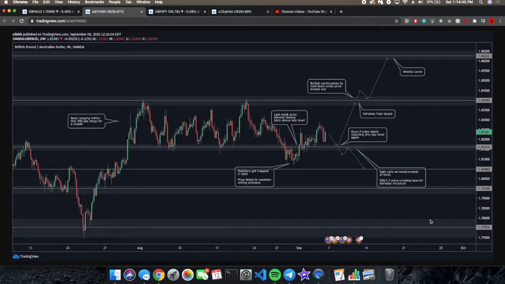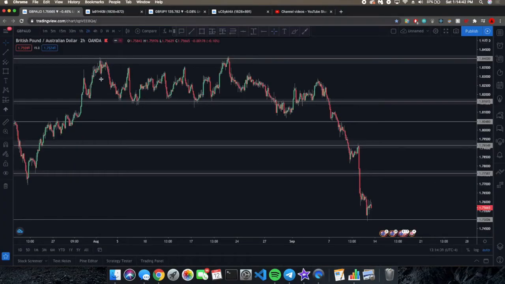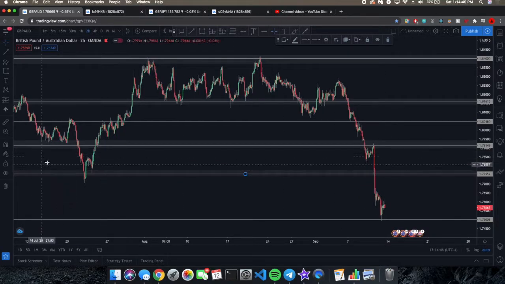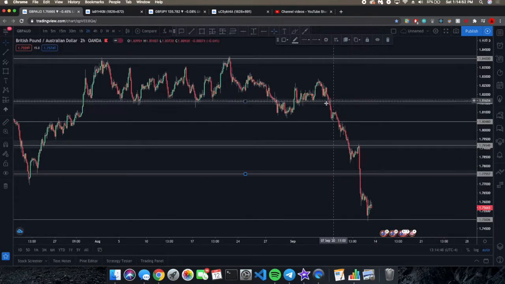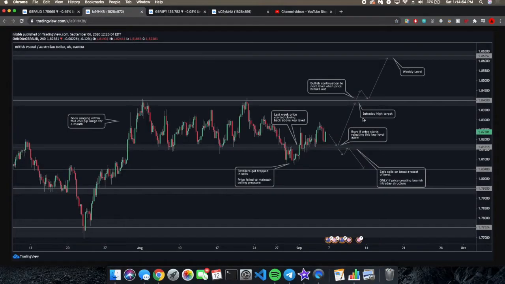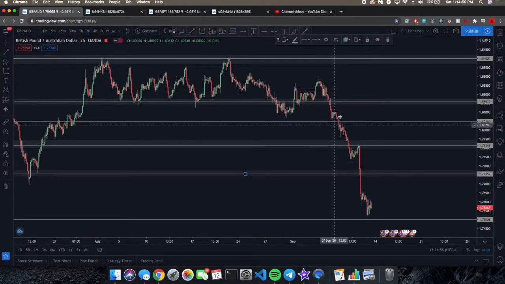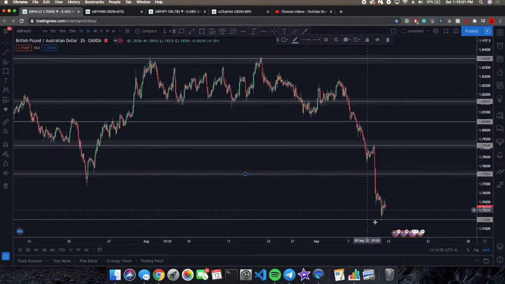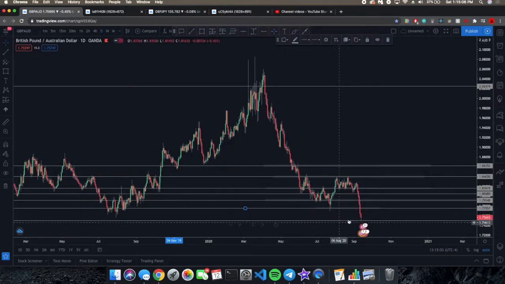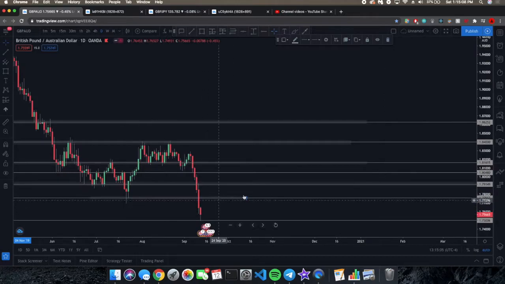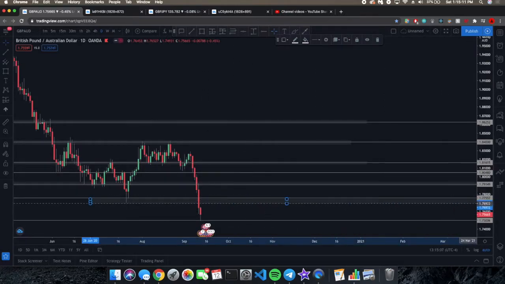Our lower target was 1.7752. We did reach there, right? In this area after we broke back below. When we broke back below, we continued down, broke the low and kept continuing down, and we eventually reached there, and then we reached a new low target. I had that mapped out, but it wasn't a part of the analysis because I didn't think GBP AUD was going to continue like that. But let's go through the moves.